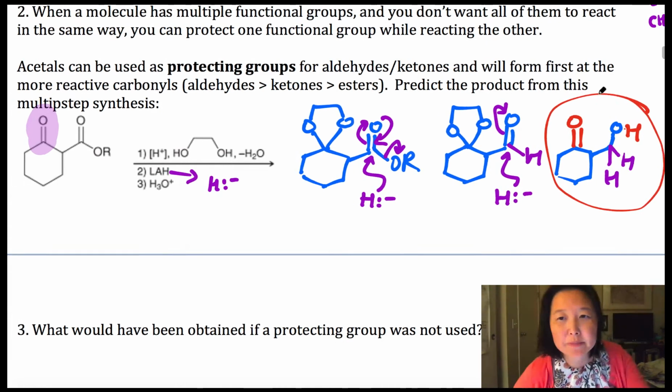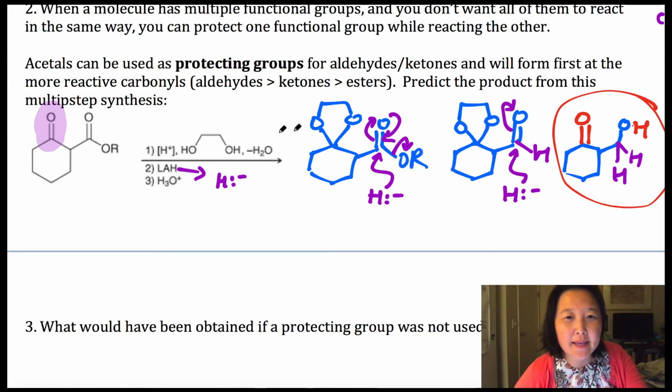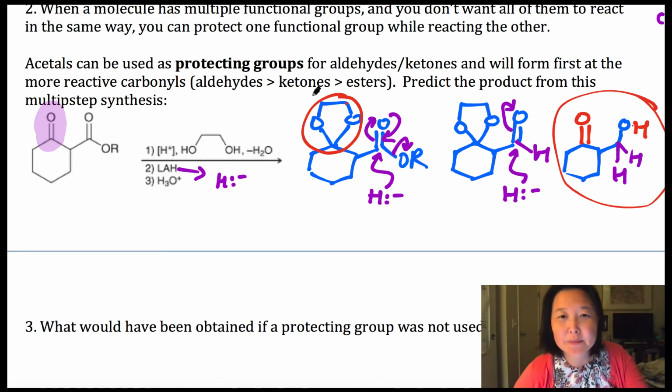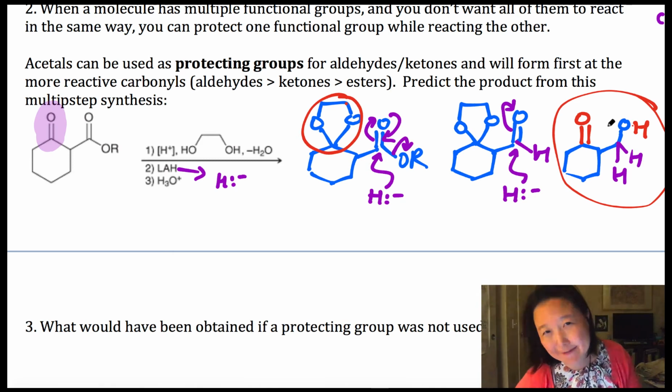Now, why is it called a protecting group? This part right here is called a protecting group because it's protecting my ketone by temporarily converting it to an acetal. It doesn't always have to be an acetal, but the idea of it is to convert it to something that you can then convert back. So here, this converted to here, thereby protecting it because then later I can bring it back. And so this was untouched by the hydride.